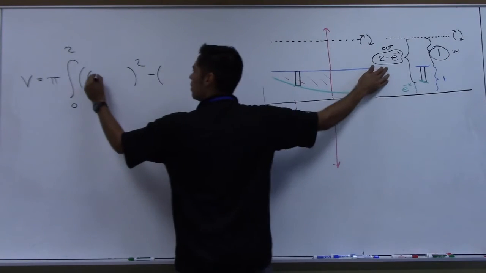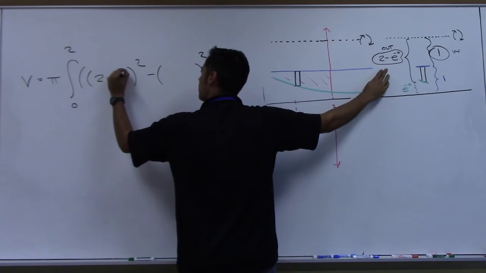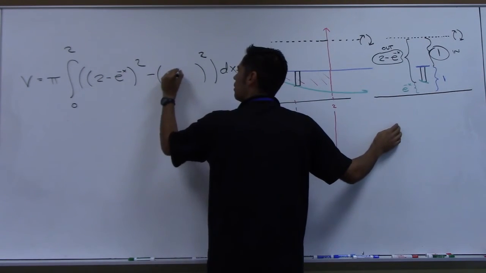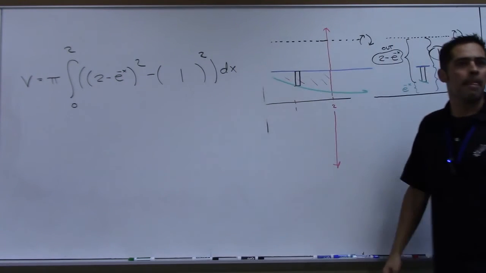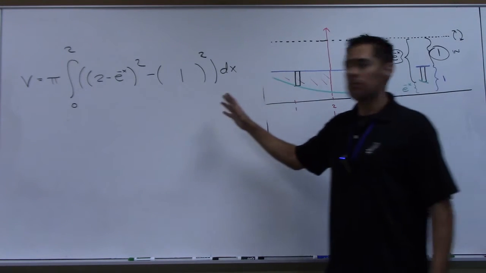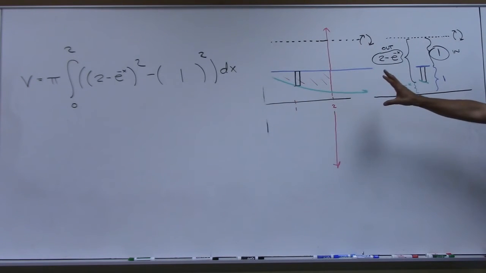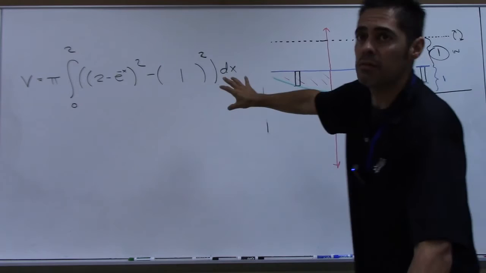Two minus e to the negative x is our outer. The inner is just 1, isn't it? Questions? So you take that the rest of the way, but that would be the setup of it. On a test, that's what I would want. That setup.